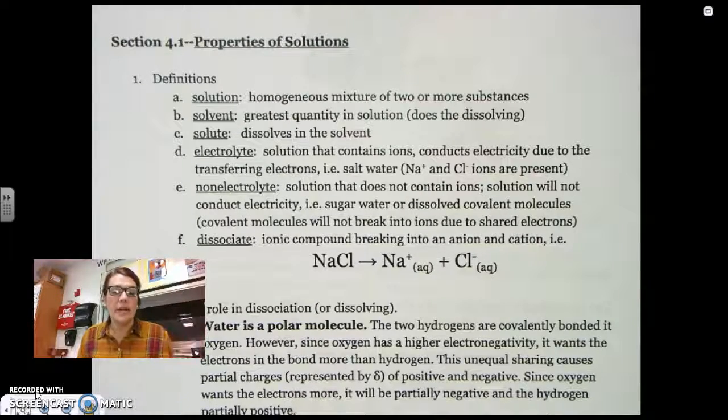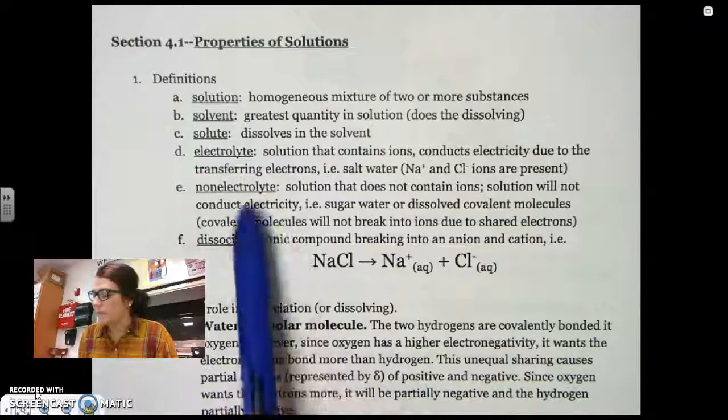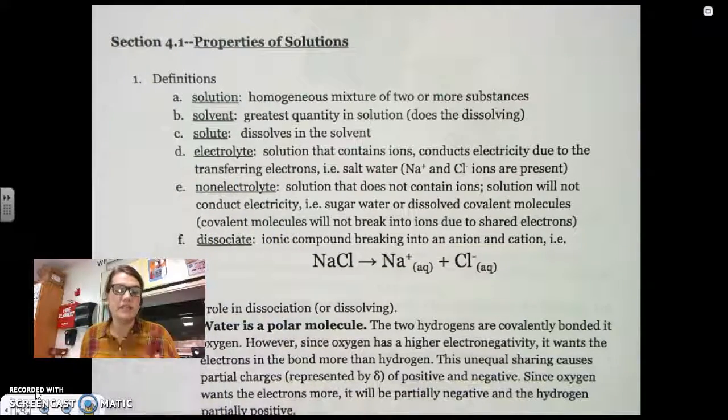You'll see right out the gate, there's some definitions that I would expect you to know. Solution, solvent, you remember solute, all of these things are old news. You learned these last year in honors chemistry. But there's a few new ones that may not be as intuitive or you may not remember, and those are electrolyte, non-electrolyte, and dissociate, okay? So an electrolyte is a solution that actually contains ions, okay?